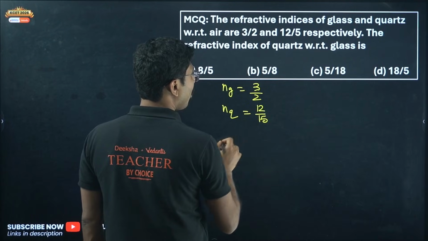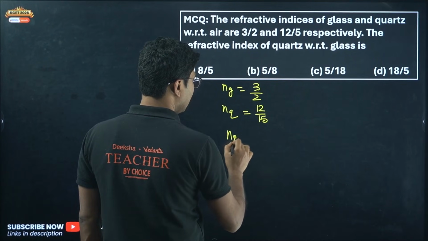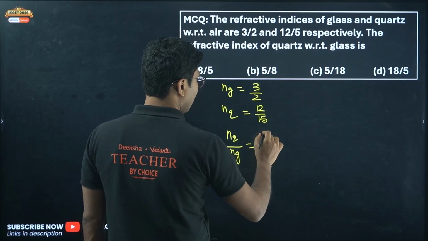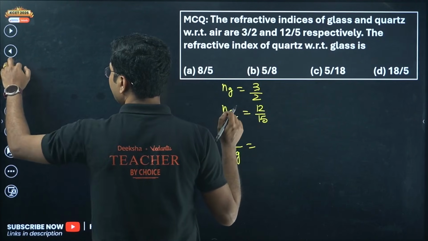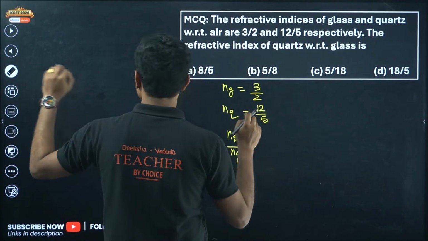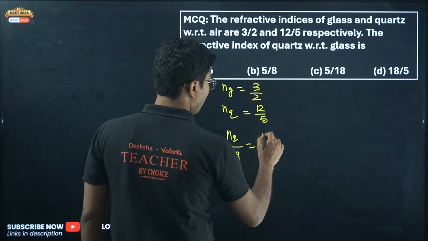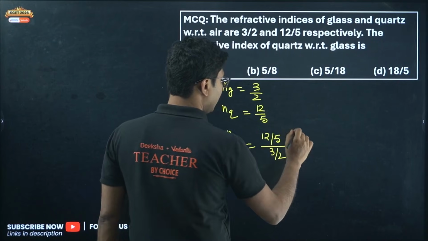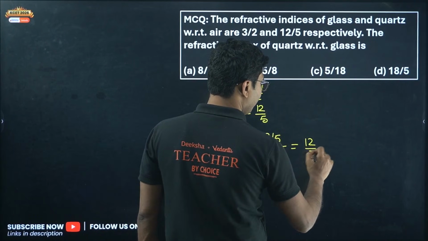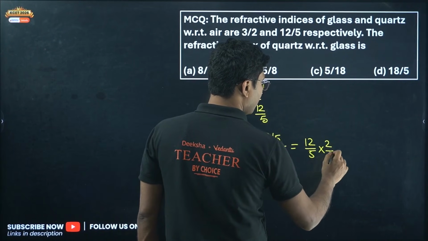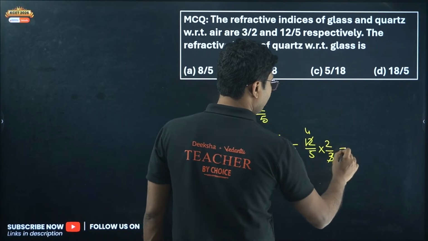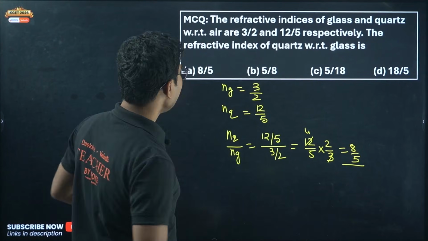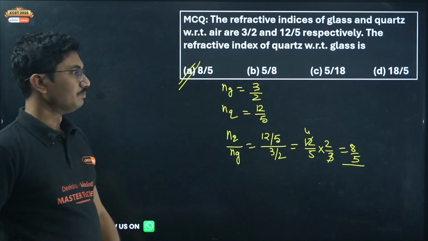So the refractive index of quartz NQ divided by NG will be equal to 12 by 5 divided by 3 by 2. So it will be 12 by 5 into 2 by 3. So 4, so it will be 8 by 5. So the refractive index of quartz is 8 by 5. So the correct answer is option A.